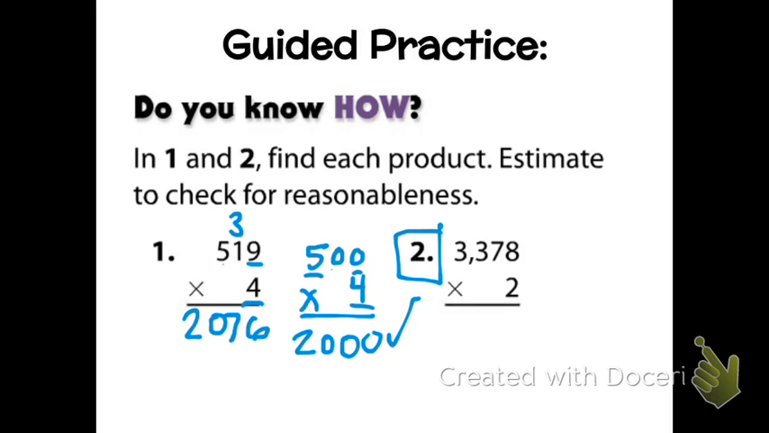On number 2, I want you to complete this in your notes. You get to decide whether or not you will multiply your number using standard algorithm or expanded, but you must also include checking for reasonableness.